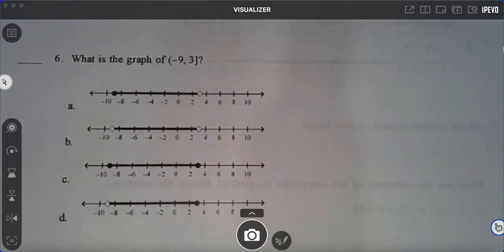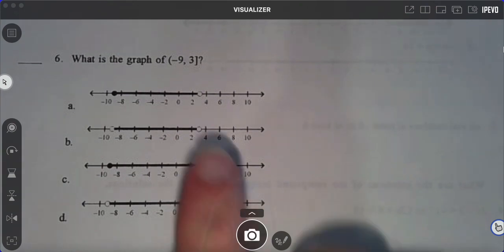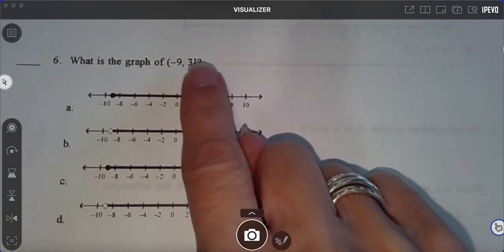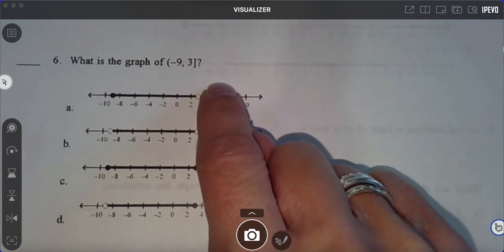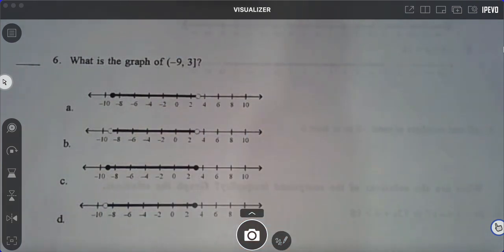Now, what they do is they're using something called interval notation. See how they have a parentheses and they have a bracket? See the difference here? That means something. Parentheses is when you don't include that number. So that means you have an open circle. A bracket means you include that number. So you have a what? Closed circle. That's all they're saying.